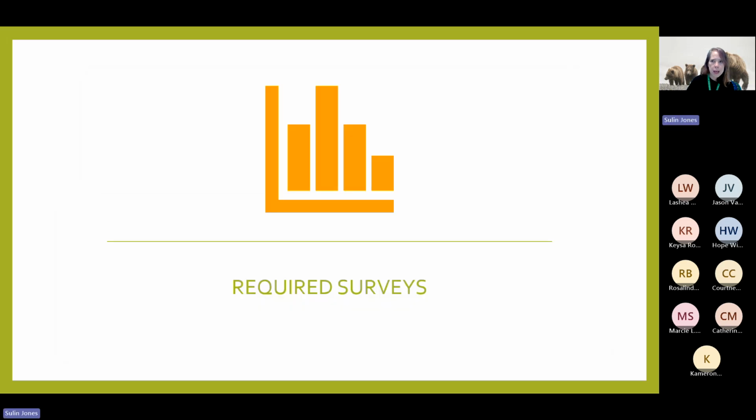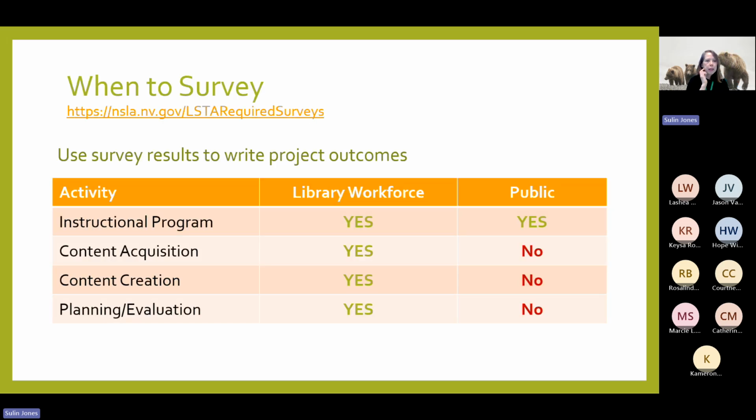Okay. I know I've probably hammered this into everyone's head. Required surveys. These are required from the federal government. If you have, I know I'm slow, there it is. If you have an instructional program for these 5 audiences, or if you have any type of activity for these 5 audiences, you have to do a survey. Good news is you only have to do public surveys if you're teaching something.